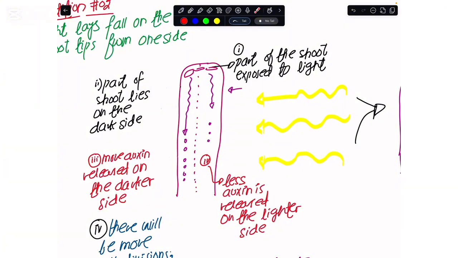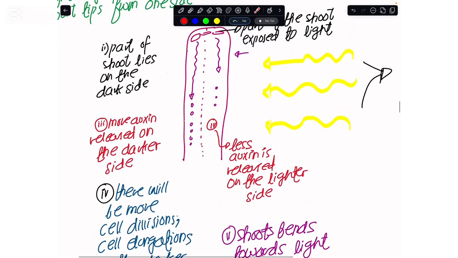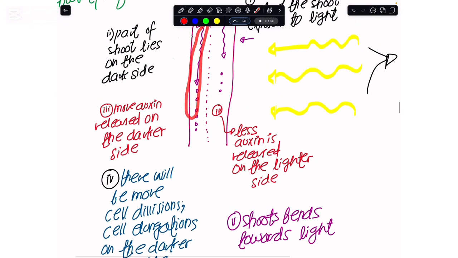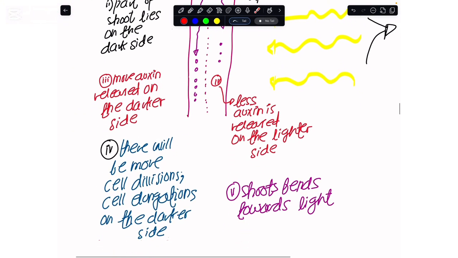So how does this happen? In the part of the shoot which is exposed to the light, there would be less release of the auxin, and in the part of the shoot on the darker side, more auxin would be released. As a result, on the darker side the number of cells would increase more, and on the lighter side the number of cells would increase less.